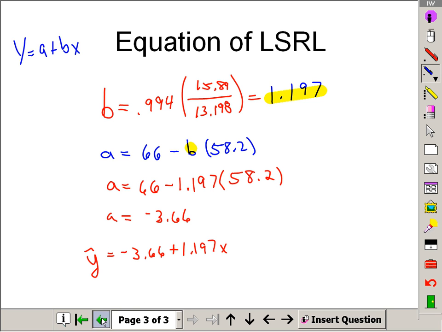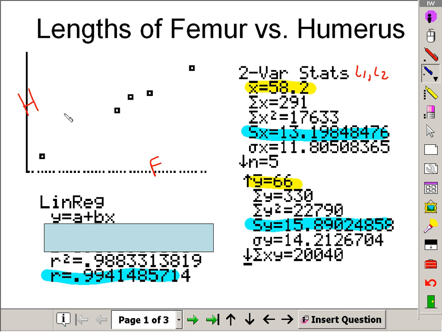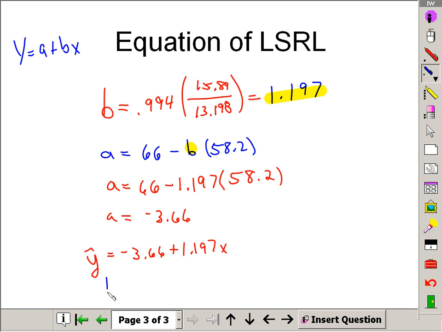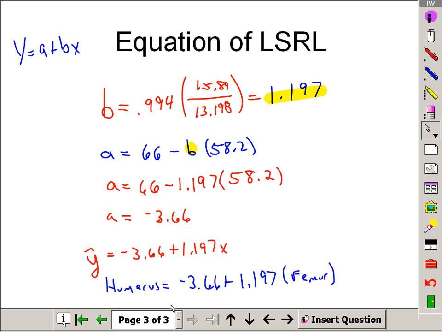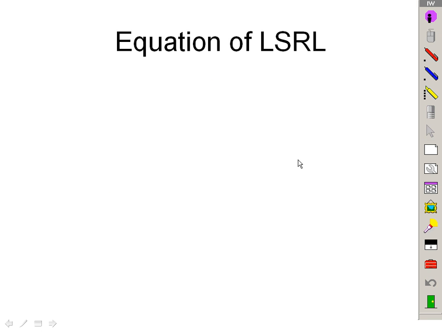Or, another way to look at it, in this case here, because again this was femur and humerus, we can write humerus equals negative 3.66 plus 1.197 femur. We'll go through how the AP test gives you this data in different table formats, and you can generate this.